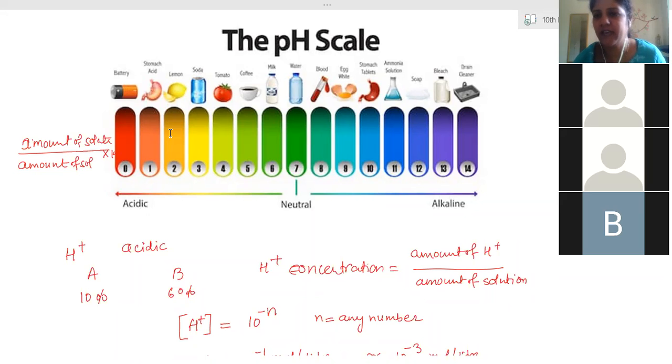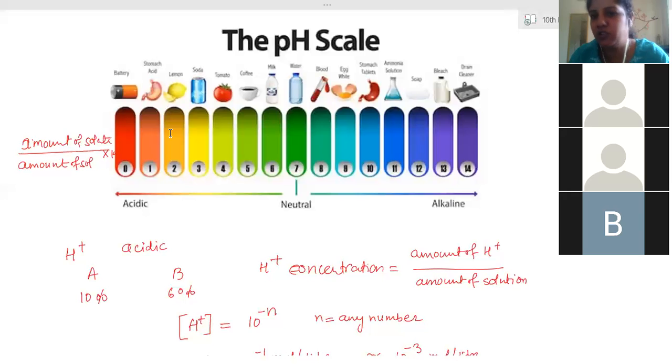Egg white, that is egg albumin. Egg albumin is basic in nature. Then ammonia solutions, or stomach tablets. It's not stomach tablets, it's acidity tablets. Antacids, we call them antacids. Antacids, that is the tablets we are using, the solutions we are using to neutralize the stomach acid. Those have the pH value 10. Baking soda will come in that range. Baking soda, that is, we use soda at our home. Its pH value is approximately 10.